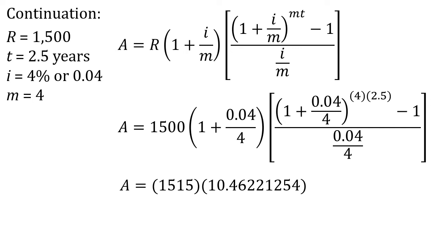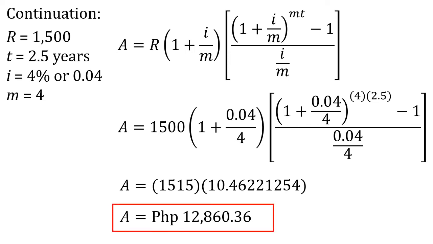1,515. Then if you get the answer of the numbers inside the bracket, (1 plus 0.04 over 4) raised to 4 times 2.5, minus 1, all over 0.04 over 4, that's 10.4622124. So multiplying these two, you're going to arrive at A equals 12,860.36. So the future value of this annuity due is 12,860.36 pesos.